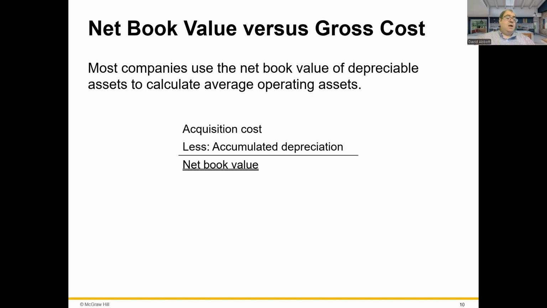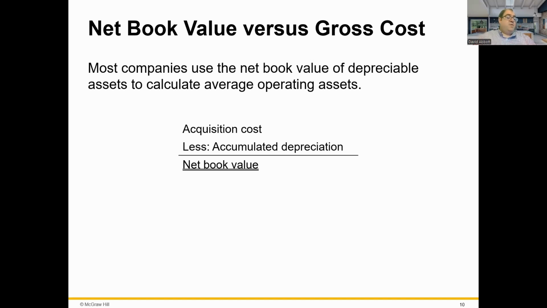And another area that goes into this is the net book value versus gross cost. Most companies use the net book value, which would be the acquisition cost less accumulated depreciation of depreciable assets, to calculate the average operating assets. With this approach, ROI mechanically increases over time as the cumulative depreciation increases. Replacing a fully depreciated asset with a new asset would therefore decrease ROI.